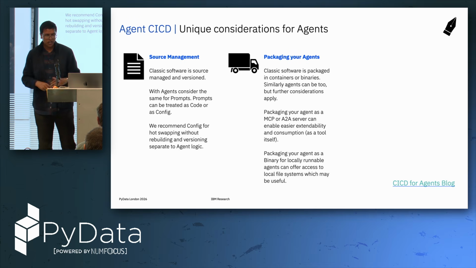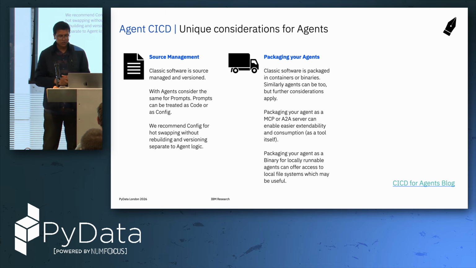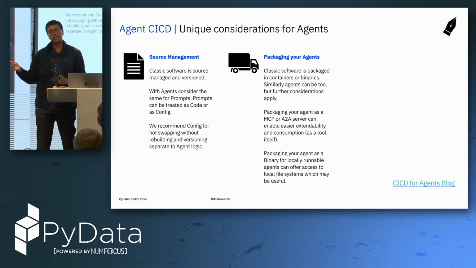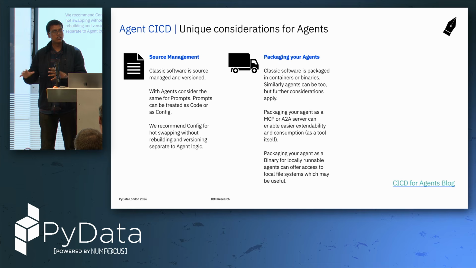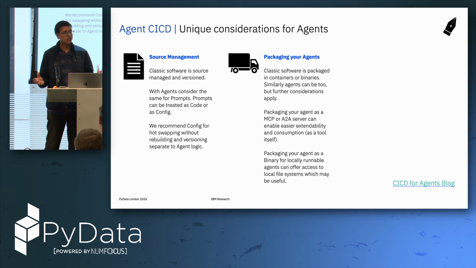Packaging your agents. In classical software, we're familiar with packaging it as containers, as binaries. You can also do that for agents, but some unique considerations are, do you want to package your agent and expose it as a web server? Do you want to expose it as an MCP server, an A2A server? What those latter two categories enable is, if you've already built your agent as an MCP server, it can then be viewed as a tool for another overarching agent. And so therefore, you're building extensibility by design, and you're having to take on less development cost in the future to add more functionality.